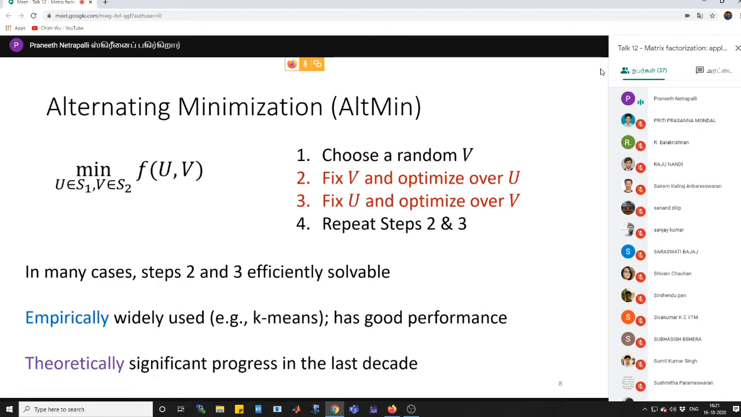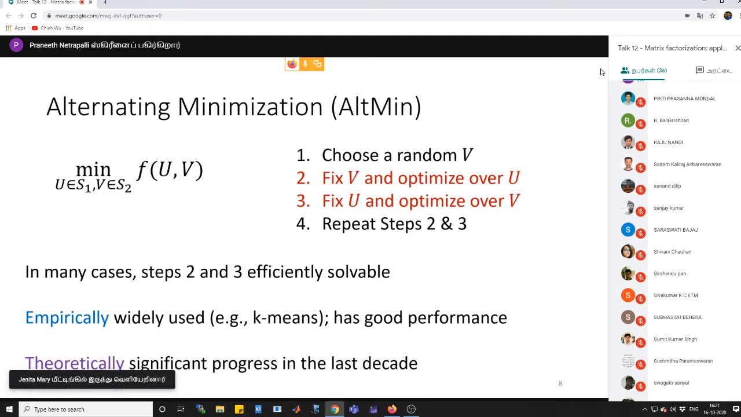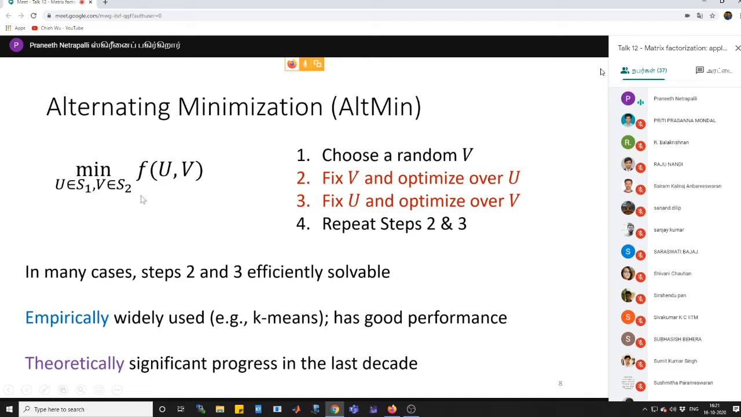However, theoretically, not much has been done until like the last 10 or 15 years. And in the rest of this talk, we'll talk about the analysis of alternating minimization and the kind of guarantees you can get for 3 different problems of matrix decomposition. Okay. So is everything clear till this point? Like the algorithm is clear? Any questions about the algorithm?